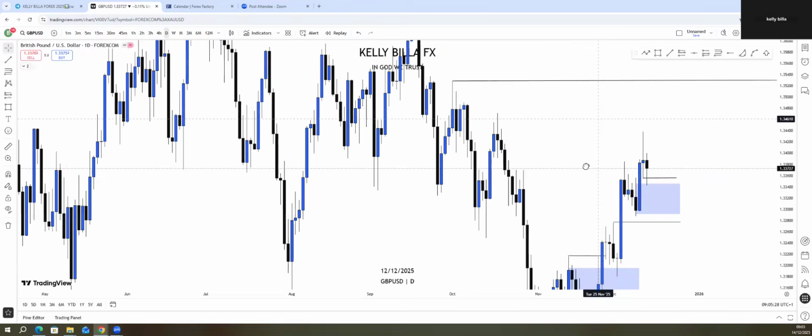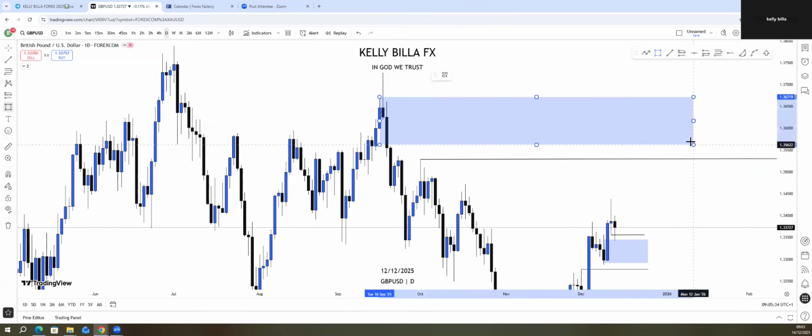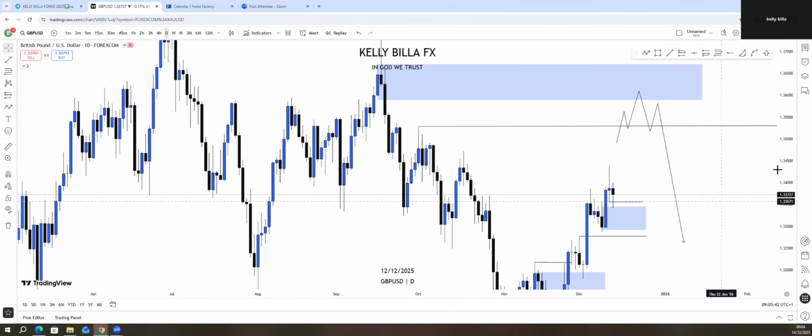So the key level I'm looking to sell GU is this one. So I'm looking to sell GU from here. Okay, so that's a clean supply zone. Price takes out the CRT high, aligns bearish, and then we sell.